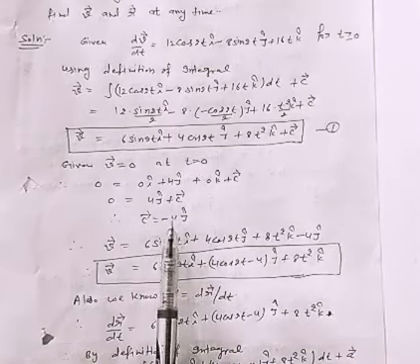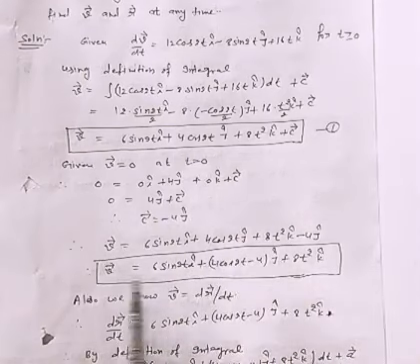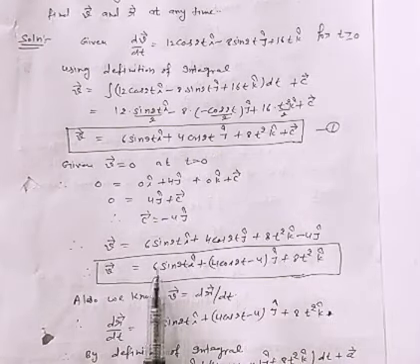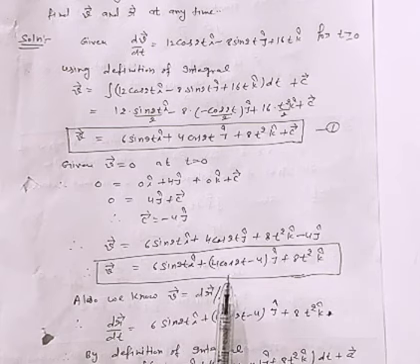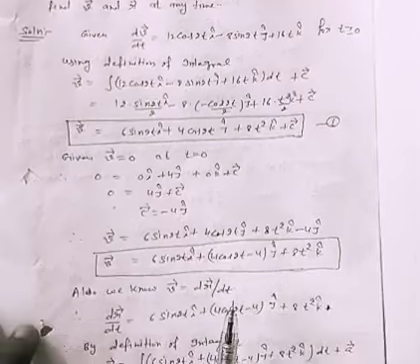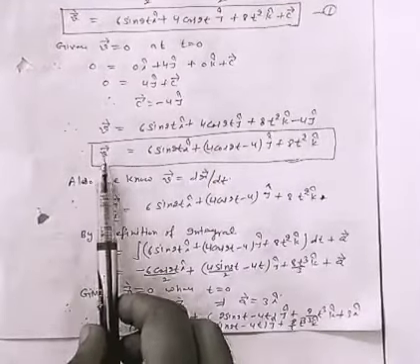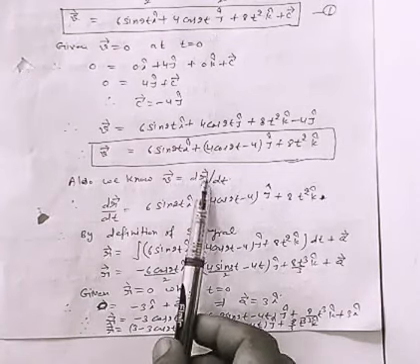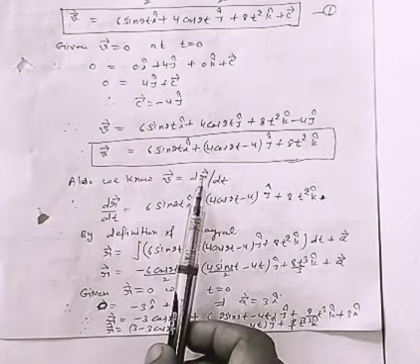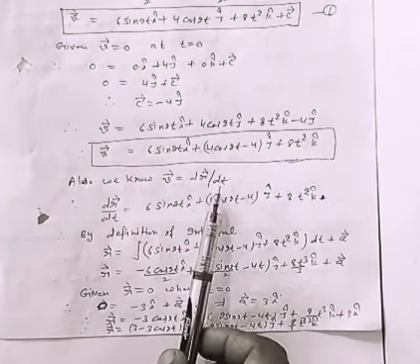Putting the value of c in equation number 1, we get the value of v, which is equal to 6 cos sin 2t i plus 4 cos 2t minus 4j cap plus 8t square k cap. Also we know that velocity v is equal to dr by dt, the rate of change of displacement with respect to time t.